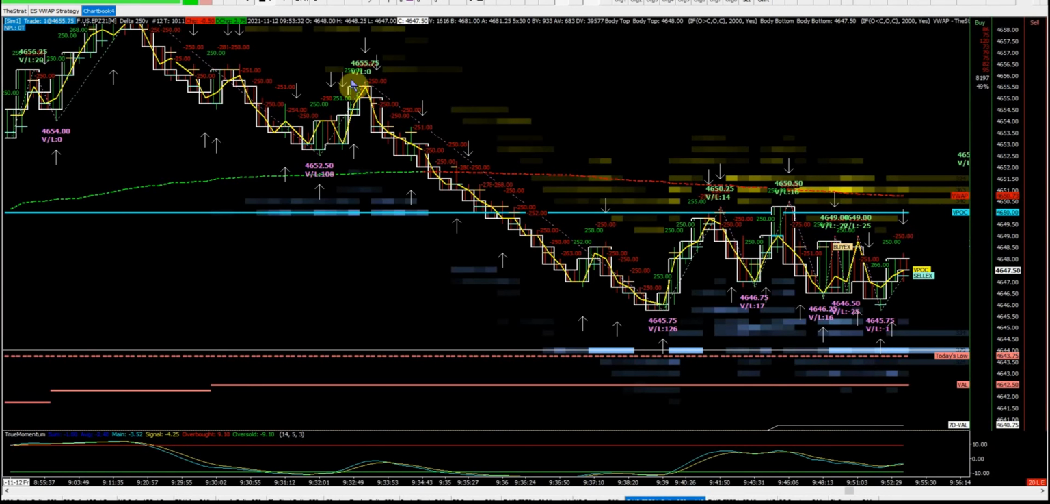Okay, what happens? We come right back up into, what's that line there? VPOC. Remember, you cross a level, whether it's VWAP, whether it's VPOC, whatever that level is, the market will tend to cross through that, okay, and then come back and test it. And if it tests it, usually it bounces off it.